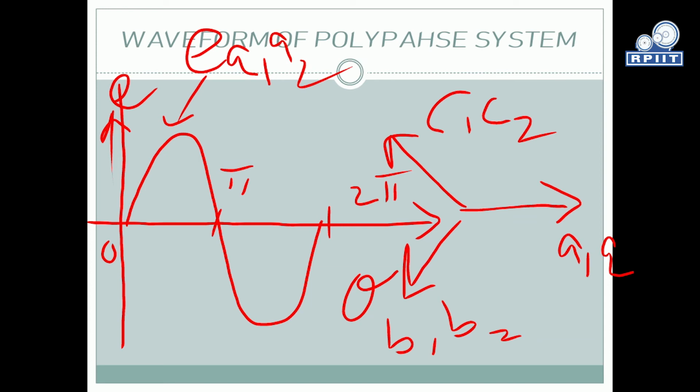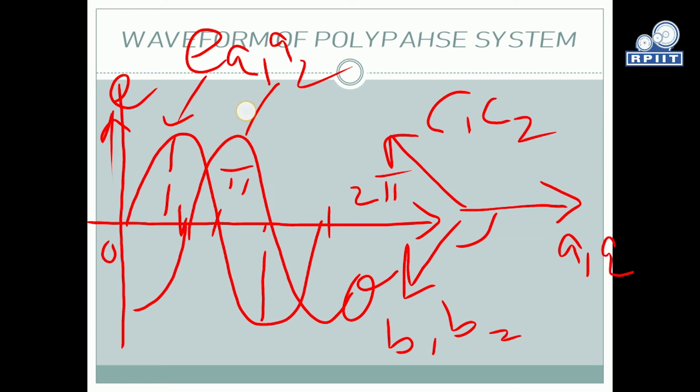Now the second phase is B1, B2. The coil B1, B2 is 120 degrees electrical apart or behind the coil A1, A2. So the EMF induced in this coil is negative and becomes maximum negative as shown. So from here we will plot phase B. This is 120 degrees electrical behind the coil A1, A2. So this is 180. So here we will plot. We will start from 120.